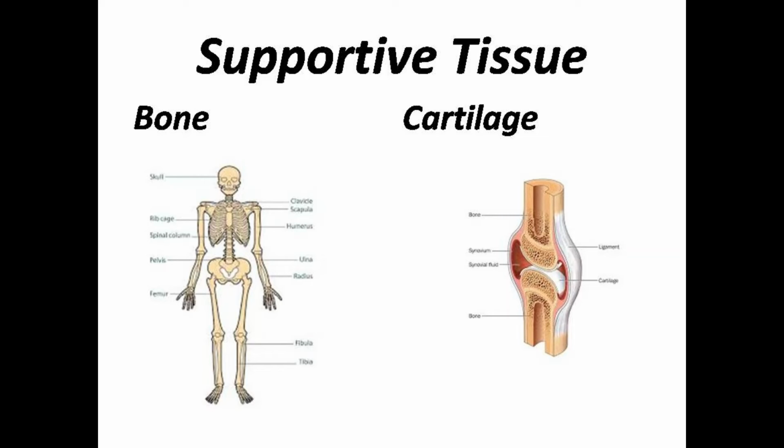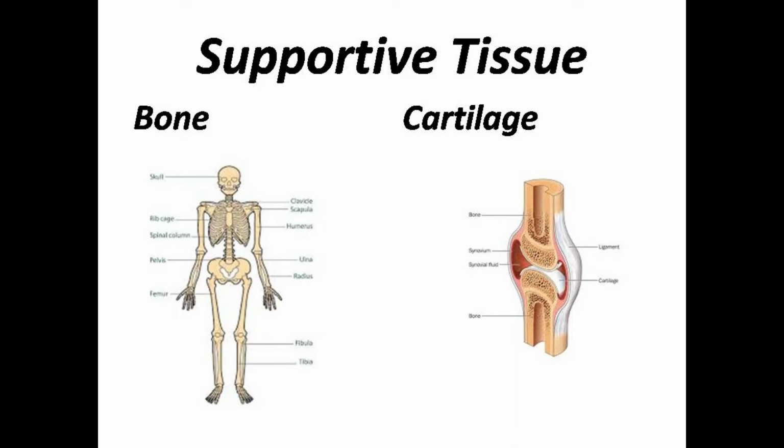Supportive connective tissue is of two types: bone and cartilage. Bone is the main supportive tissue in animals with a backbone. It is a very strong, porous, and non-flexible structure. It is made up of bone cells or osteoblasts. The bone cells occupy very small spaces. They are embedded in a hard matrix, and the matrix is present in the form of concentric layers around the central canal.